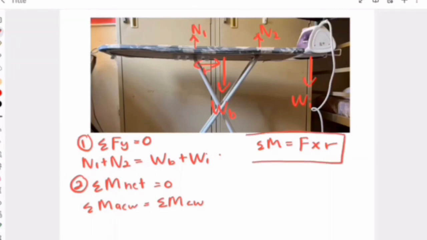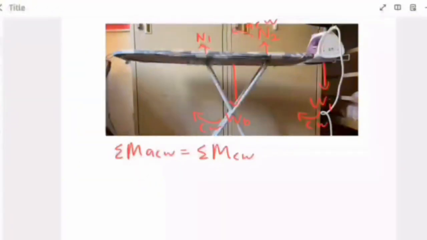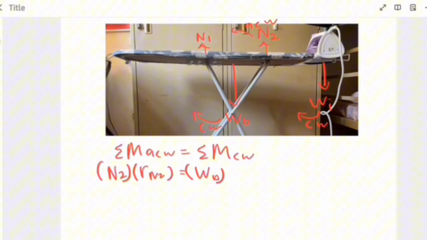Let's choose the left pivot as our reference point. The weight of the board creates a clockwise moment. The weight of the iron also creates a clockwise moment. Meanwhile, the normal force at the right pivot N2 creates an anticlockwise moment. For the board to stay balanced, not tipping or rotating, the total clockwise moment must equal the total anticlockwise moment. This step also applies for the right pivot.